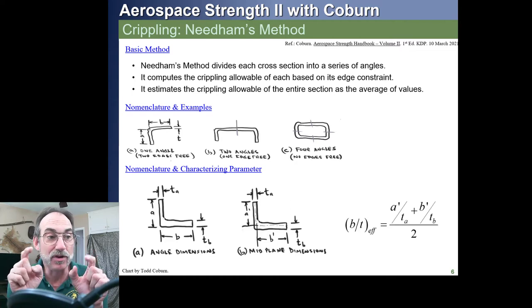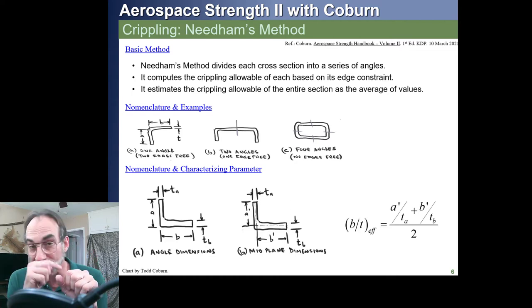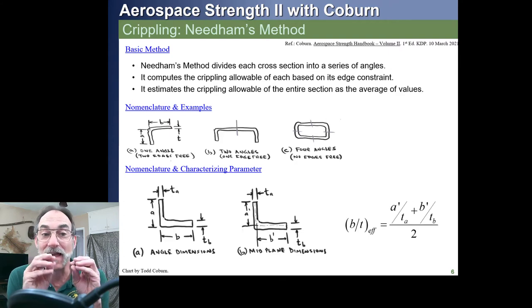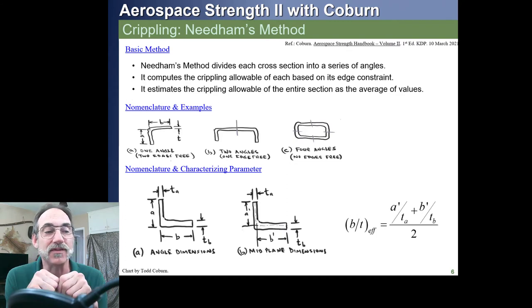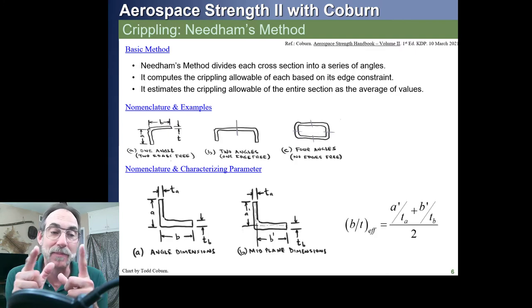Once again, whether you use the B over T or the B over T effective, the value we need is that end to midplane value. That's what we're looking for, as you can see in this formula. It's called B over T effective, but it's really that A prime and the B prime, which goes from free edge to midplane, divided by its corresponding thickness over 2.